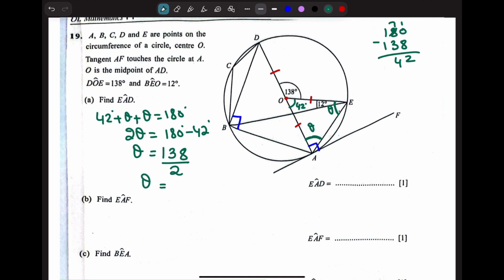So it is going to be 69 degrees. Okay. So angle EAD is 69. And we know that this angle is 69. So 69 minus 12 gives us 57. So this angle is 57. This angle, which is AEB.